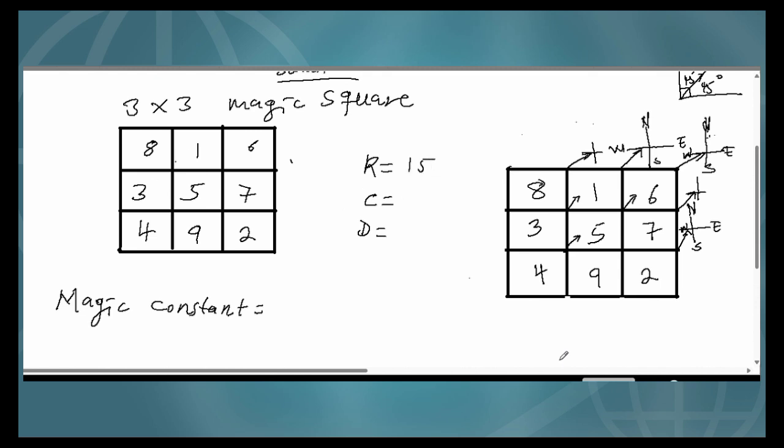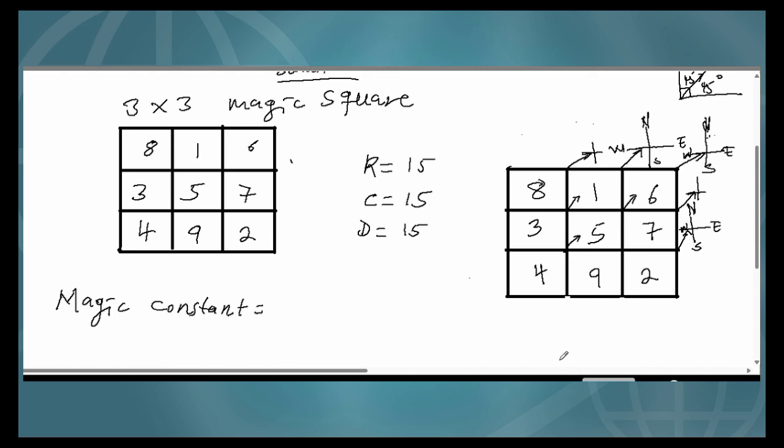The columns, so the first column, 8 plus 3 plus 4, 15. 1 plus 5 plus 9, 15. 6 plus 7 plus 2, 15. So the columns, each of them, we had 15. Now we do have the diagonals as well. So the forward diagonal, we do have 6 plus 5 plus 4, 15. The backward diagonal, we do have 8 plus 5 plus 2, that's also 15.